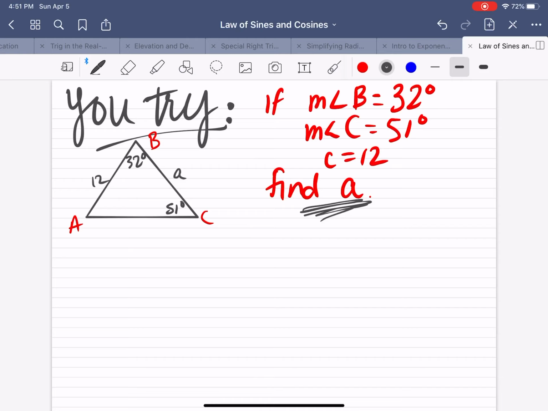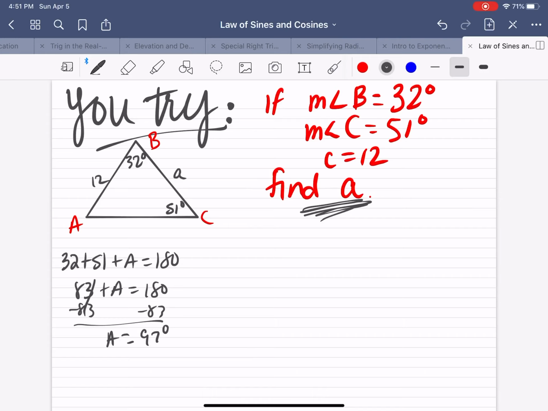And since you're given two angles, of course, you know the angle sum property, meaning the three angles in a triangle add up to 180. So 32 plus 51 plus angle A should equal 180. If you add these, you should get 83. And if you subtract 83 from both sides, you get 97. So the measure of angle A is 97.